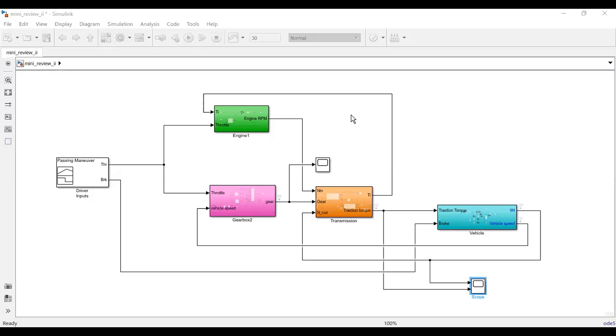This video is the continuation of part 1, which was recorded for the mini project review 1. Now for this review 2, I have already completed the total model of the automatic transmission with 12-speed gearbox configuration, and as discussed in review 1, I have done the engine model.